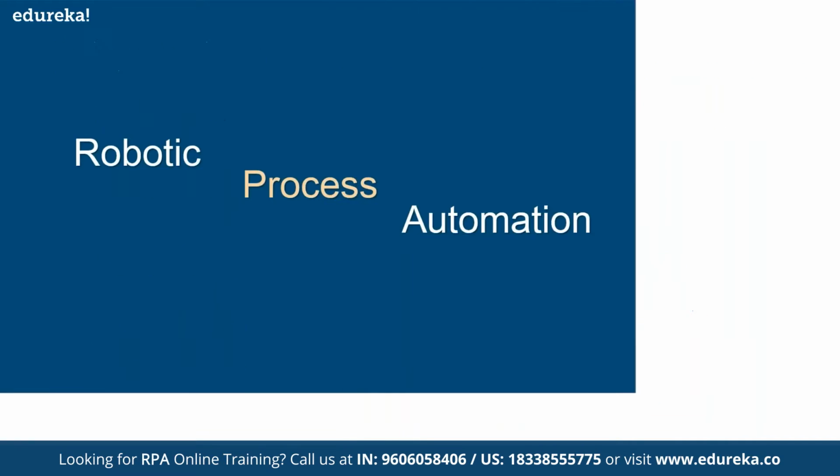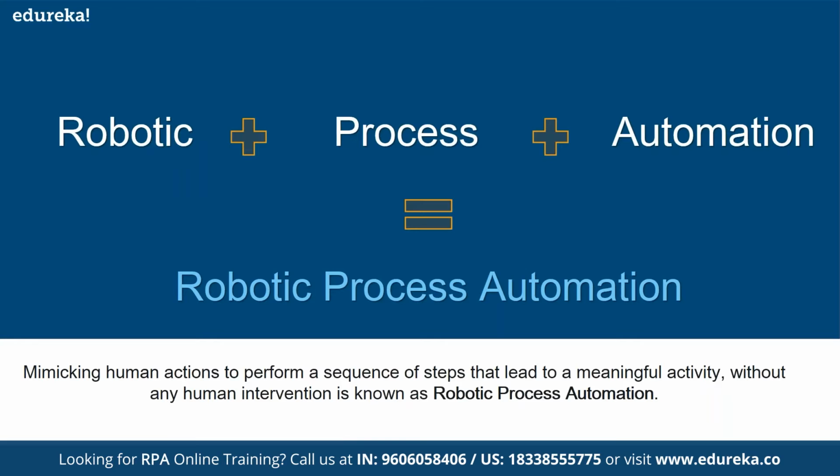Putting it all together, the software entity which we call a robot, which has the capability of mimicking human action without human intervention, is called robotic process automation. In simple, layman's words, whatever repetitive, boring process you used to do when you go to office, a software will take care of it instead of you. A software will do it by itself. That is called robotic process automation.